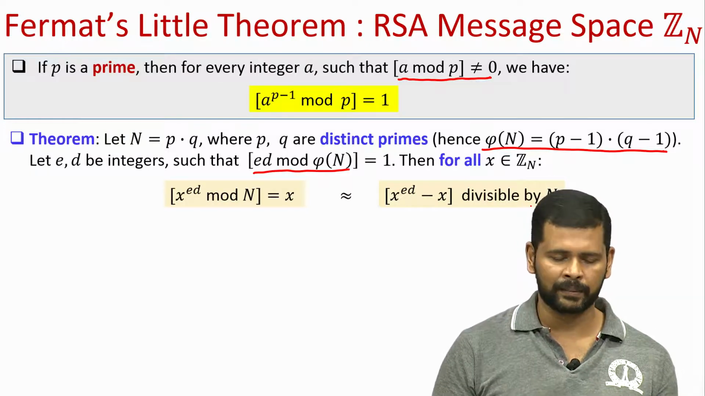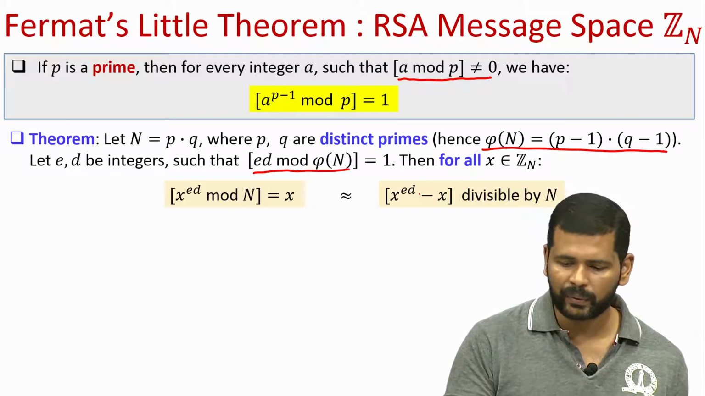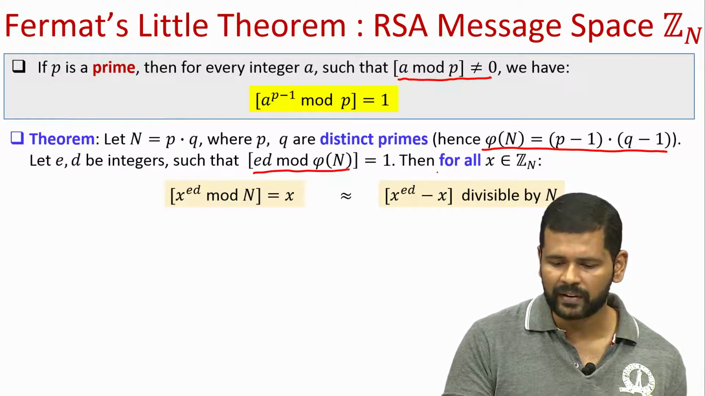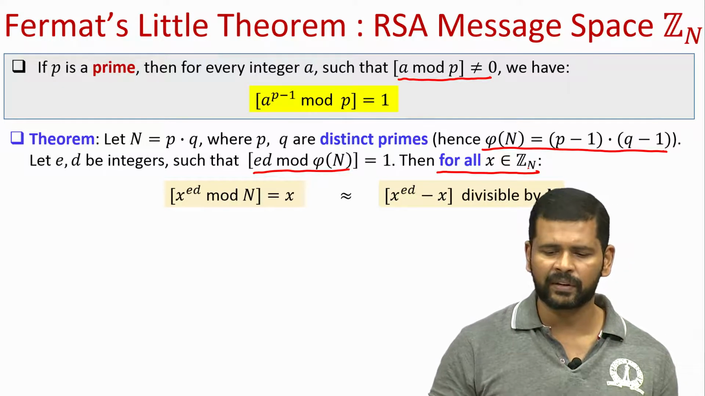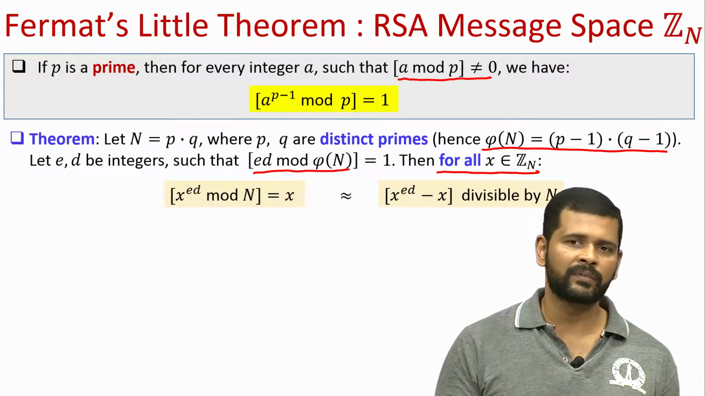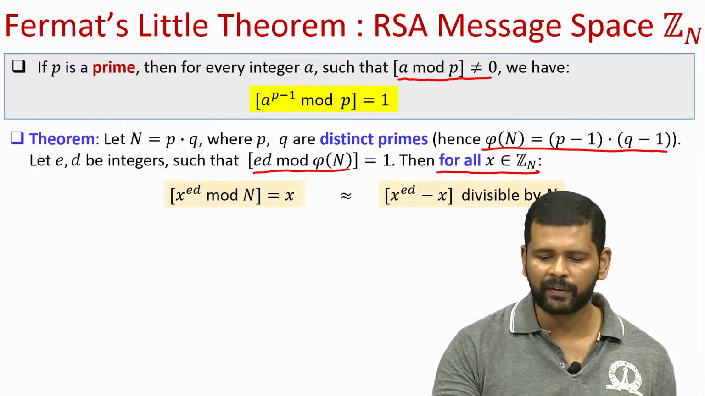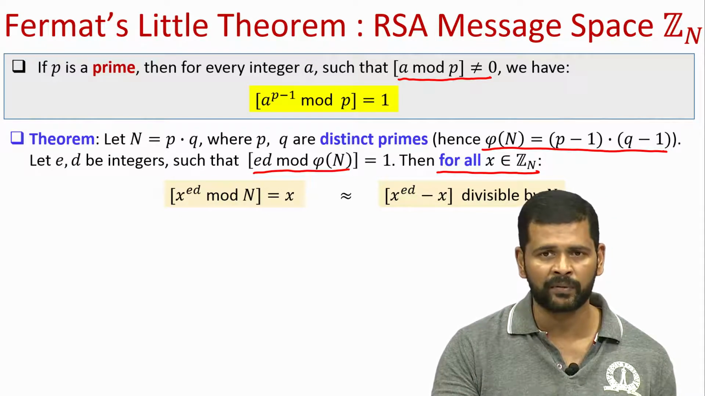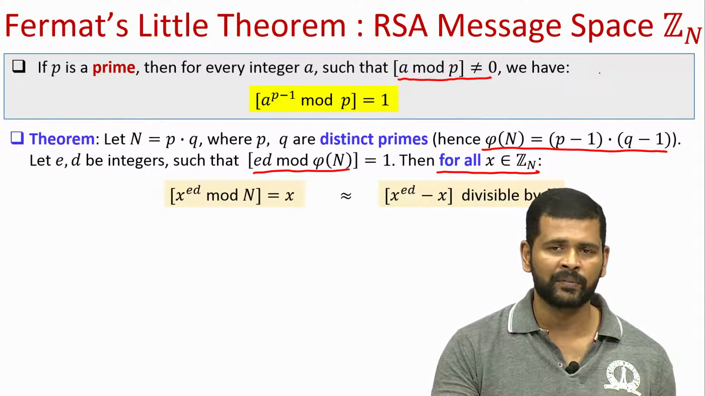That means if I subtract that remainder x from x to the power ed, then the resultant number will be completely divisible by n. Now, before going into the proof of this theorem, what exactly is the significance of this theorem? The significance here is that the RSA function and its corresponding inverse function will work even if I have an x which is not a member of Zn star, but rather a member of Zn.